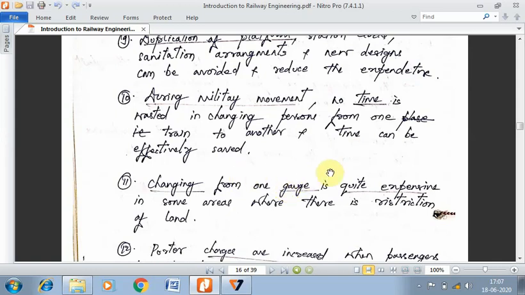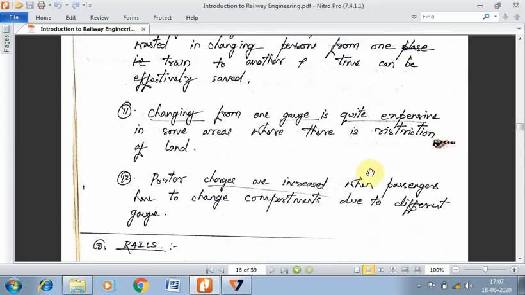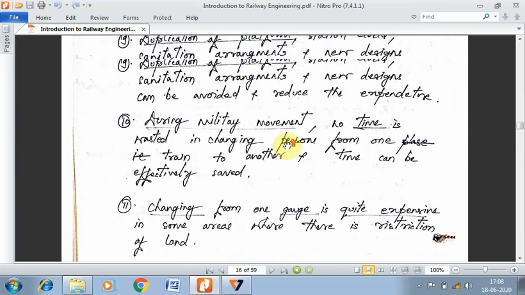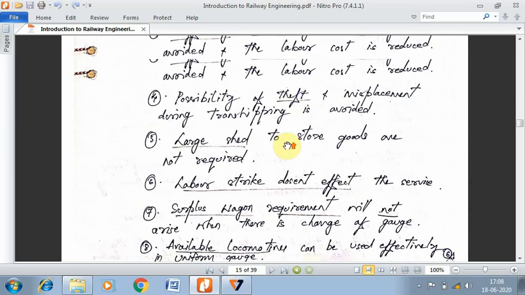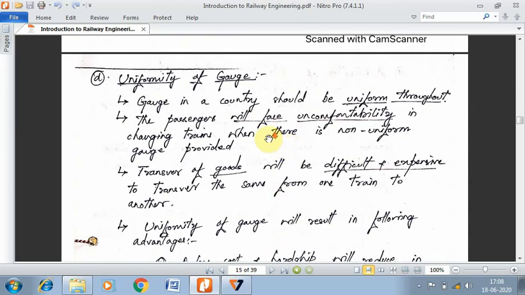Changing from one gauge to the other gauge is quite expensive, which will again add to the cost. The passengers will have to bear all these different costs, and that's how popularity might come down, and people might get discouraged from using these kinds of mass transport systems. So these are some of the important explanations on having a uniform gauge system.